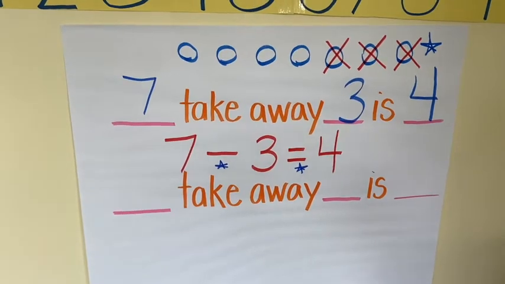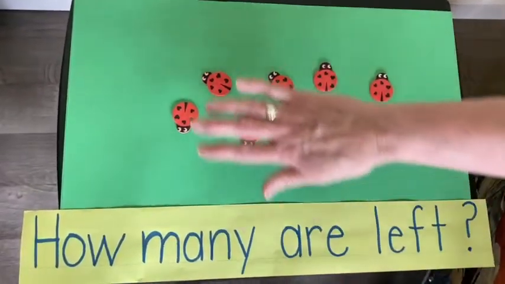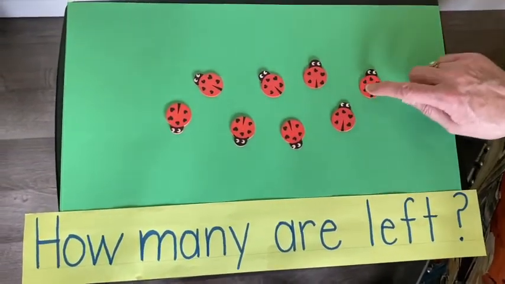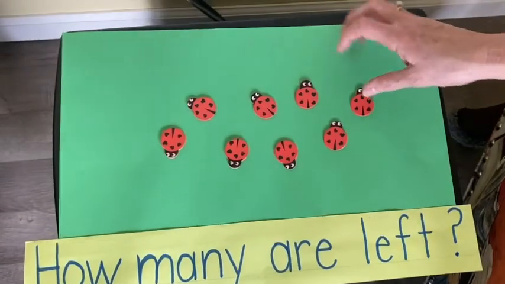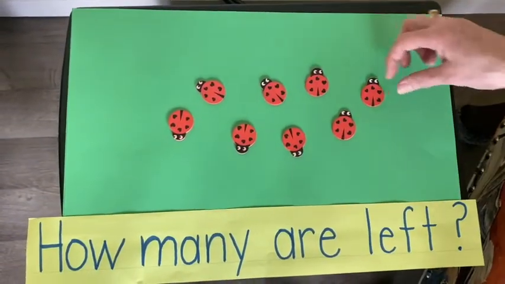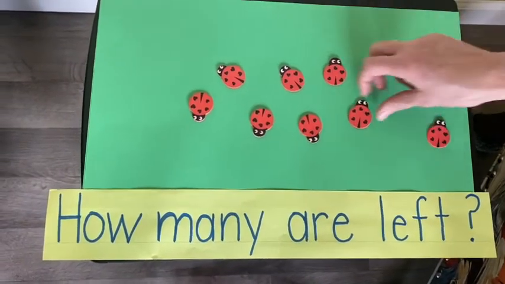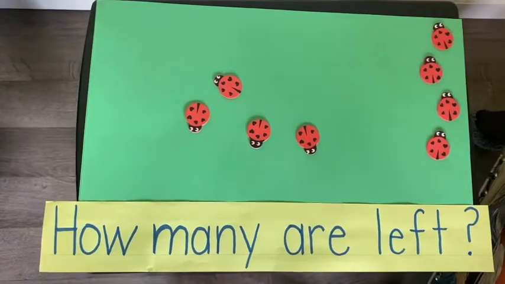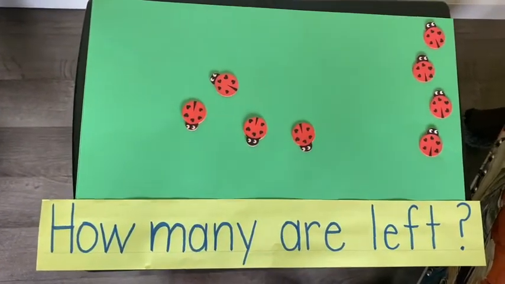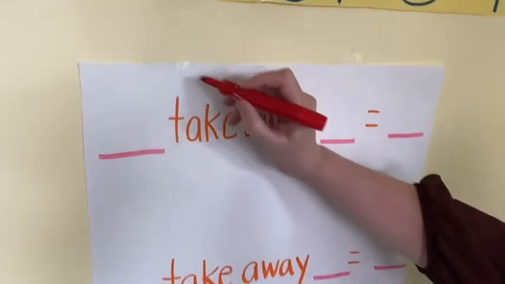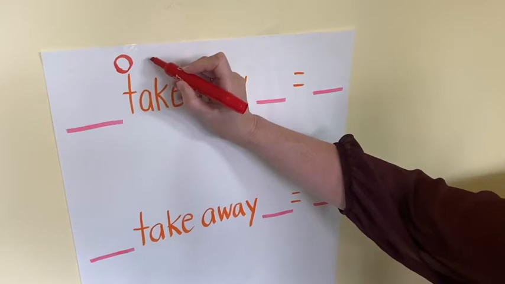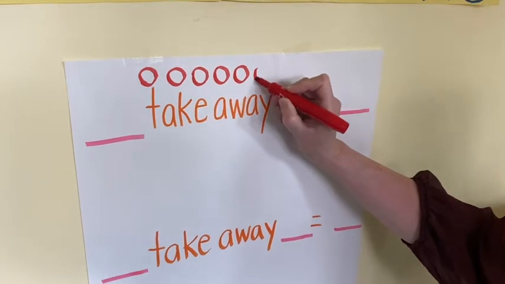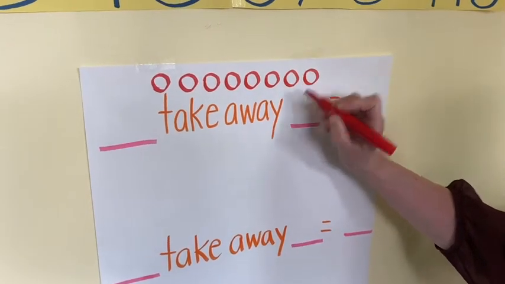Let's try another one. Hey, our next story is about ladybugs. There were 8 ladybugs. Let's count. 1, 2, 3, 4, 5, 6, 7, 8. And 4 of them, we'll say 4 flew away. So that means I'm taking away 4 of them. 1, 2, 3, 4. I'm just taking them away from the group. So let's see how that would look if I was to draw a picture. I wouldn't draw the ladybugs. I would just draw circles. I would have started with 8 ladybugs. 1, 2, 3, 4, 5, 6, 7, 8.